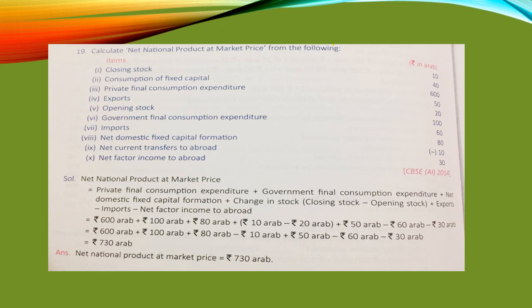Now for calculating NNP MP, we will also reduce the value of net factor income to abroad. When it is given from abroad, we add it. Now here it is given to abroad, so we will deduct it.